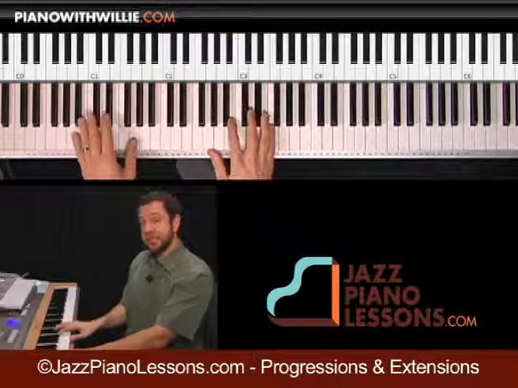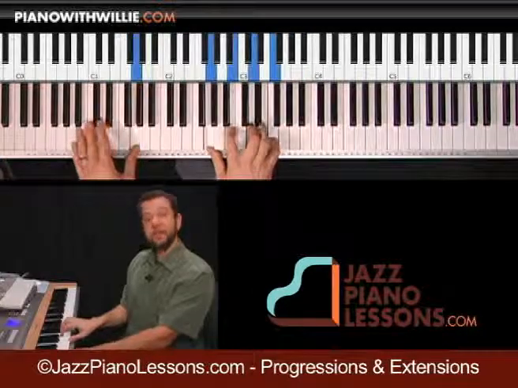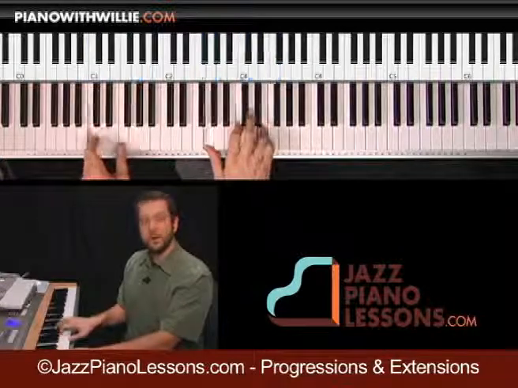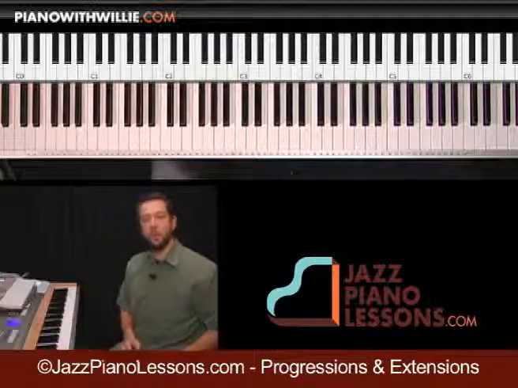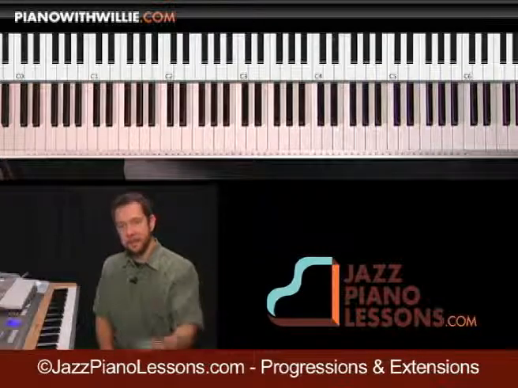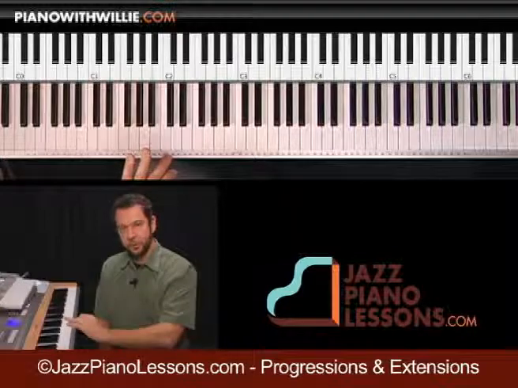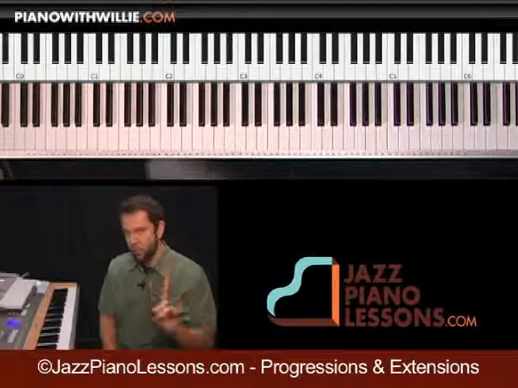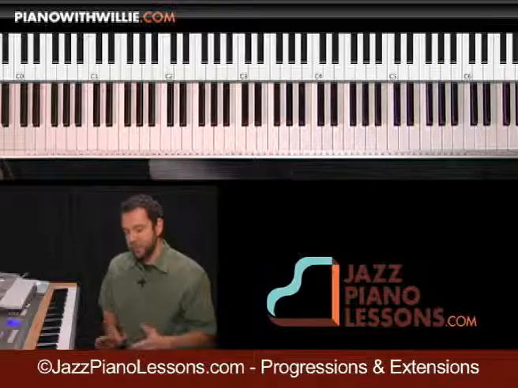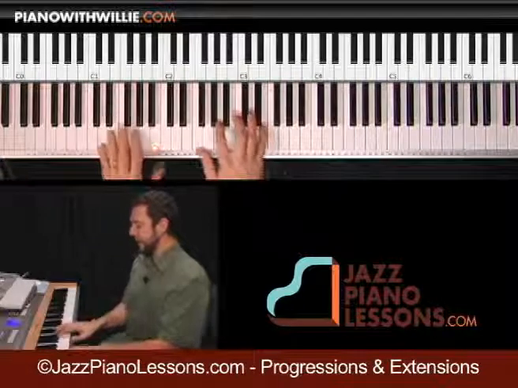If I'm in the key of C, G7 wants to resolve to C. 5 chord wants to resolve to 1. So whatever key you're in, the 5 chord is always going to want to resolve to the 1 chord. And remember, like I said, there's only one dominant chord per key. Now, this is where it gets tricky. Let's say I'm in the key of F.